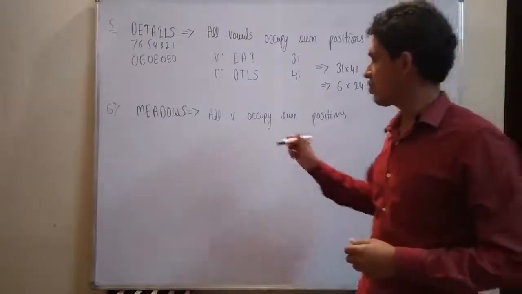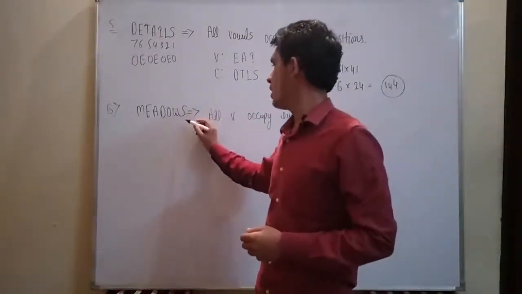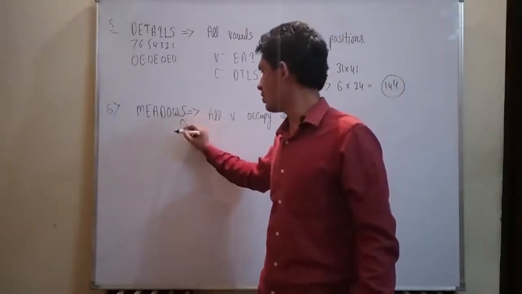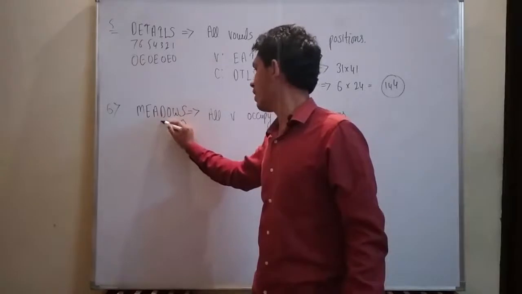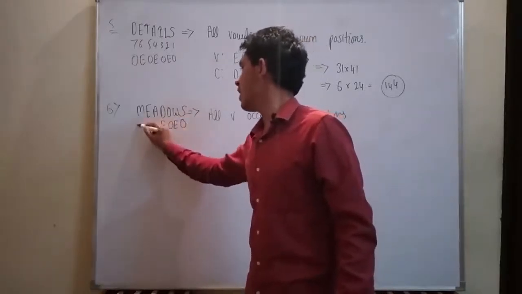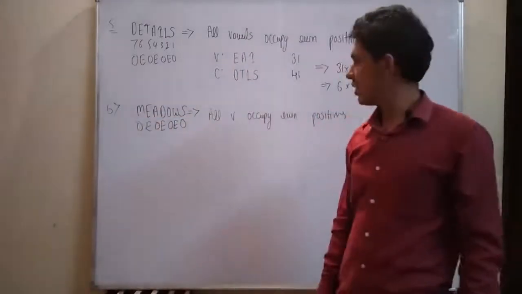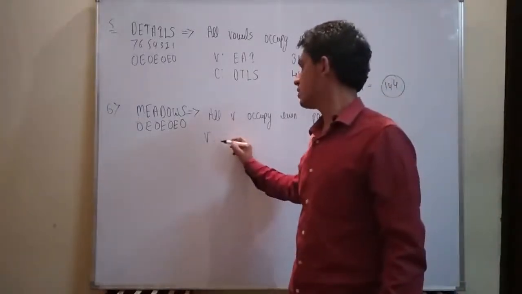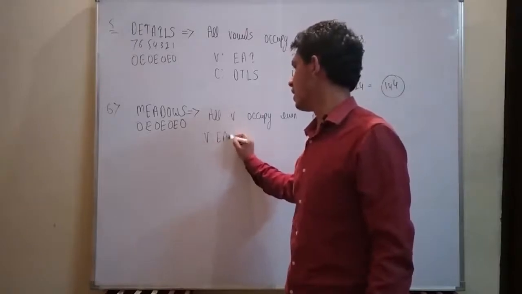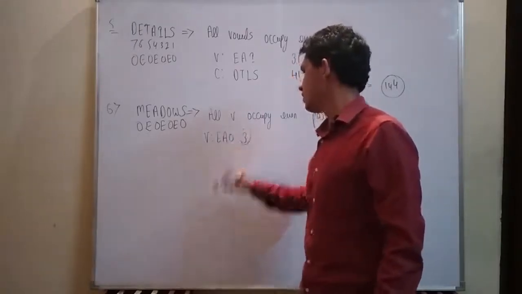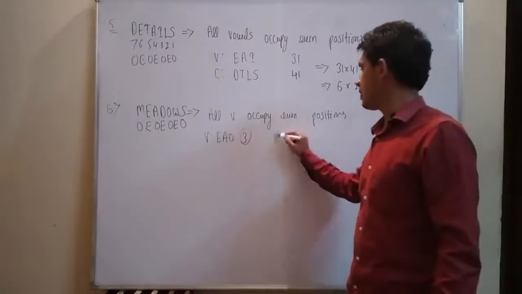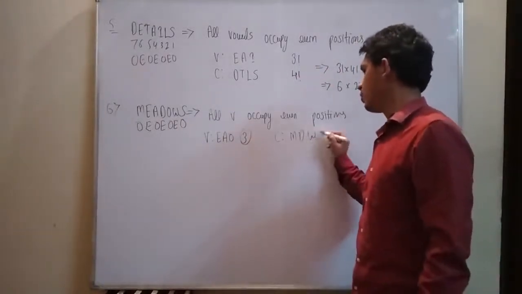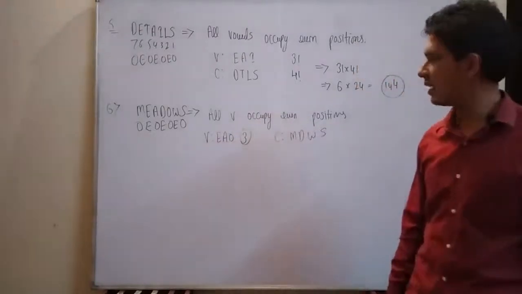So for this, first of all, check how many even positions are there. This is the first place, and the first place always starts with an odd position. So this is odd, even, odd, even, odd, even, and odd, right? The vowels are E, A, O, that means there are 3 vowels. And the consonants are M, D, W, S, right?